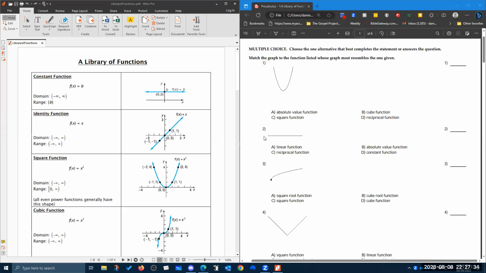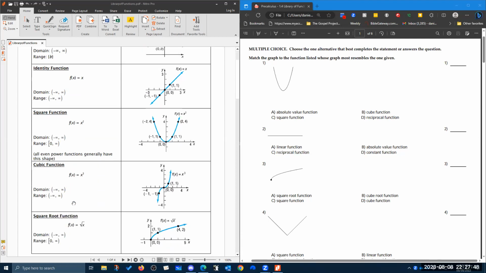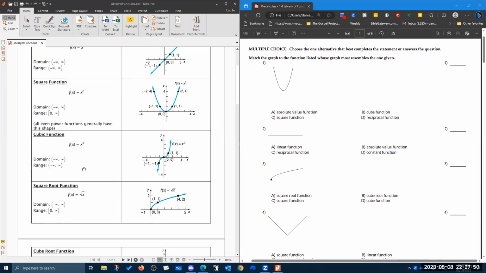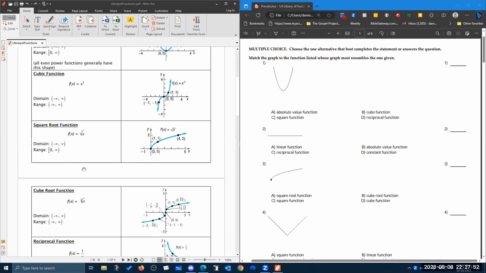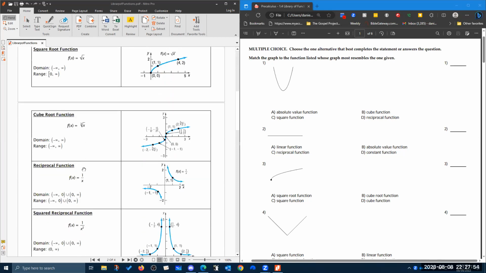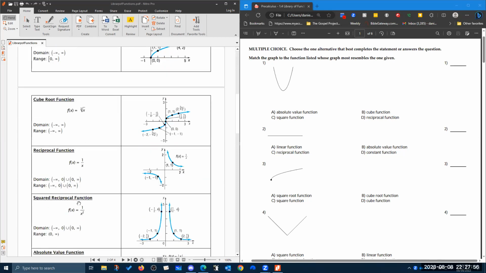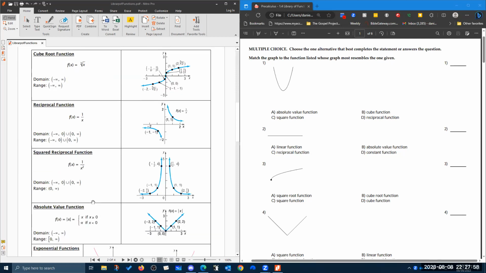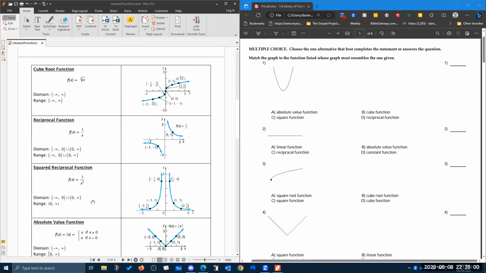In this video, we're going to talk about the library of functions and how to use it. The functions that we're going to talk about are going to be the constant function, the identity function, squaring function, the cubic function, the square root function, and the cube root function, and the reciprocal function, and possibly the squared reciprocal function, and the absolute value function.